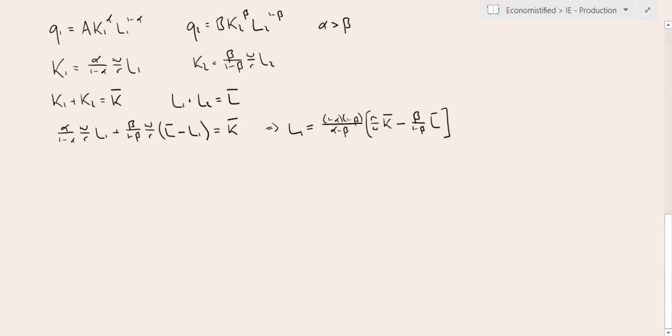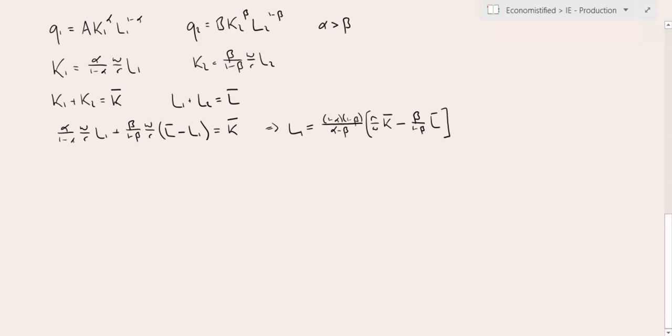So alpha is bigger than beta by assumption. So good 1 is more capital intensive than labor intensive. It's more capital intensive than good 2. So this constant term outside the brackets is positive. We must note that. Secondly, labor demand in sector 1 is increasing in the relative price of capital.